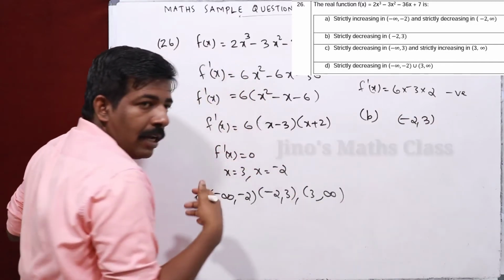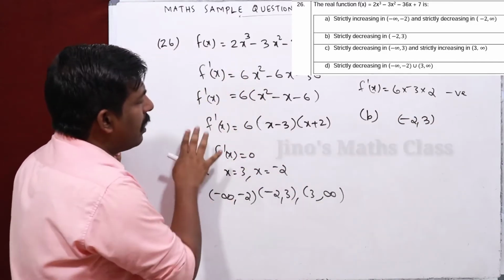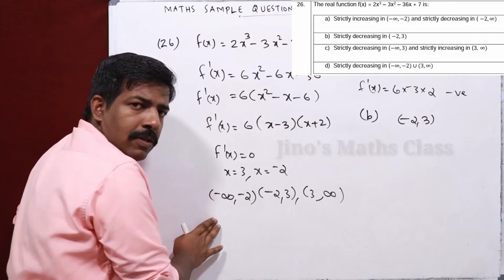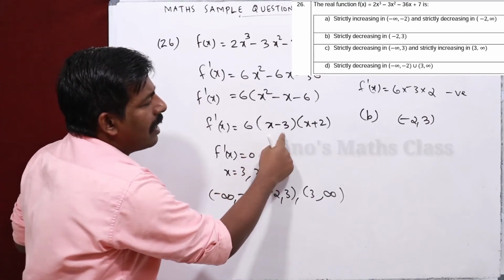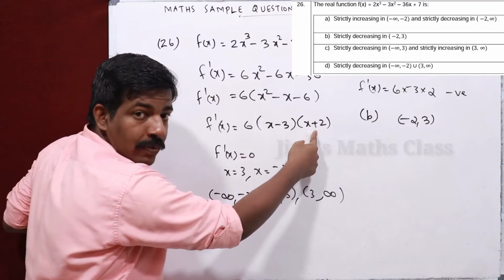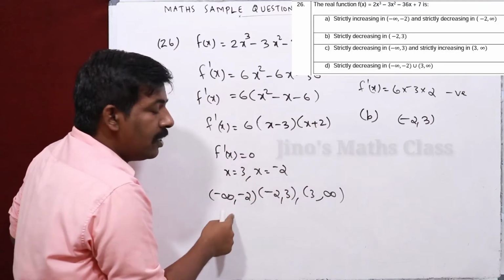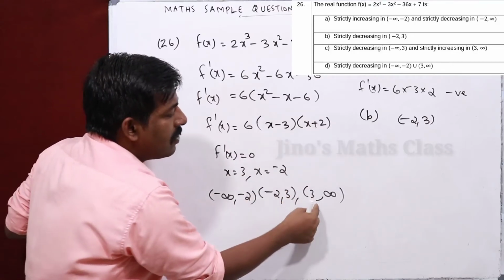So that's a correct answer. Now we can check the sign of f dash x in the other two intervals also. If we take minus 3 and substitute here, we will get minus 6 into minus 1. At that time f dash x is positive in this interval, and here just take 4.